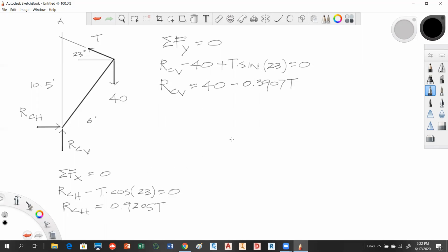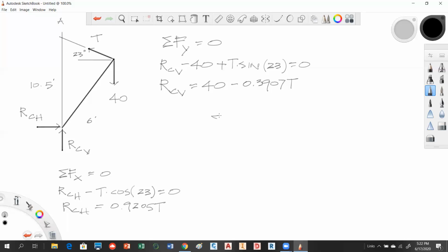So moments, where you need to be careful. You got two places that would be good for moments. You can do it at C, knocks out these two, but you got to be careful with the tension. So if you do that, you want the tension to float up to here so that you get the vertical component here that will knock out, and then you'll be left with the horizontal component. So that's a process of using transmissibility. If you took the moment at A, you'll knock out T, you'll knock out RCV, and you'll solve RCH directly. So either way works. I'm going to go ahead and do it at C and use transmissibility.